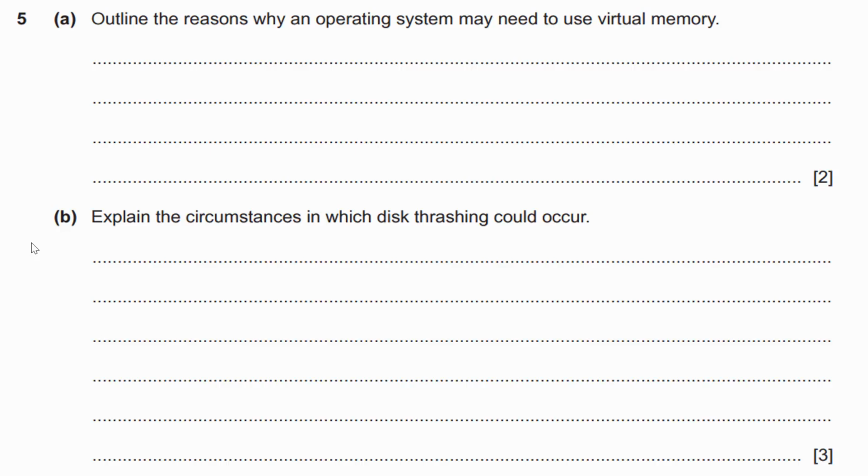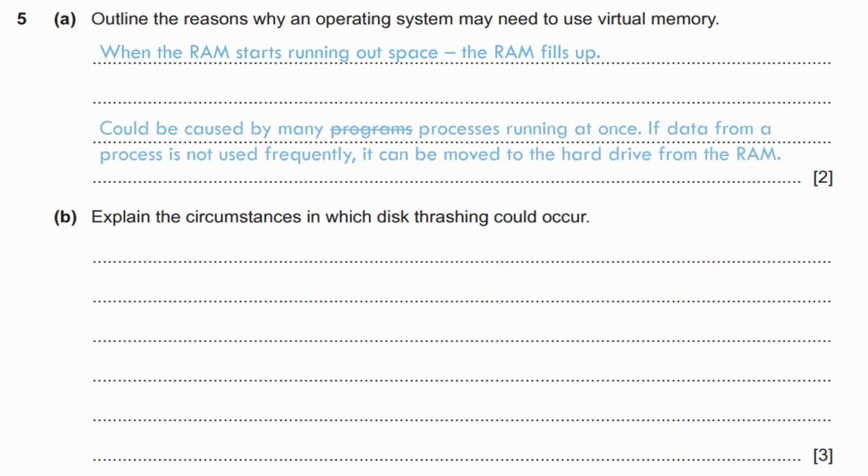But when would we need to use virtual memory? Well, when the RAM starts running out of space or it starts to fill up. Now, it'll never be 100% full ever, but as it starts filling up and starts running out of space, it's going to start using virtual memory. Now, this could be caused by many, not programs, we want to say processes. Programs are simply code that is not running. A process is code that is running. It is currently in the running state.